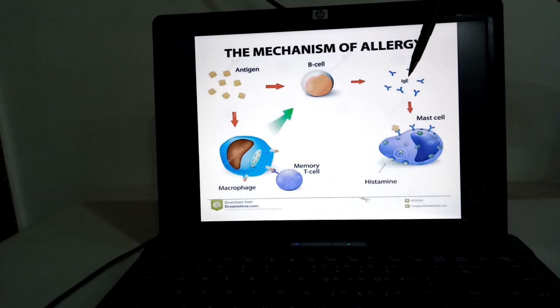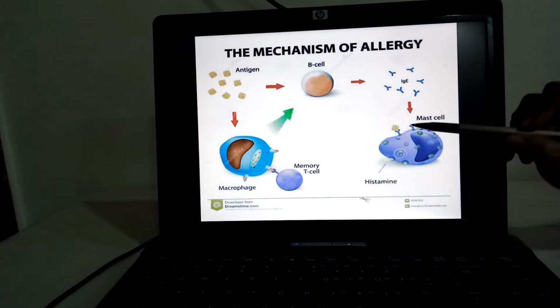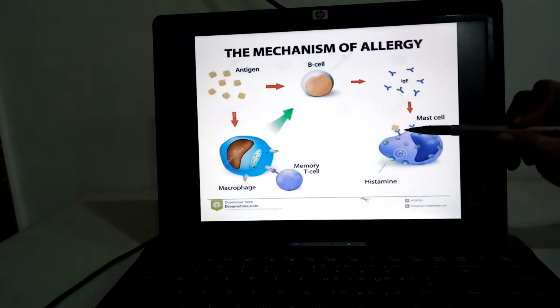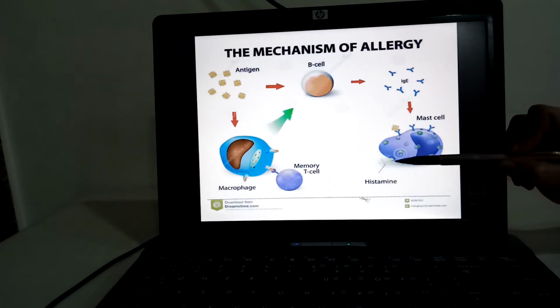Now these antibodies, especially IgE, will be produced from B cells. Once these antibodies are produced, they will go to the mast cells of the system. Mast cells are a type of WBC, and these antibodies get attached to these mast cells. Now again, when the allergen comes in contact with these mast cells, these antibodies will start fighting against it, and because of this, chemicals like histamines are released.